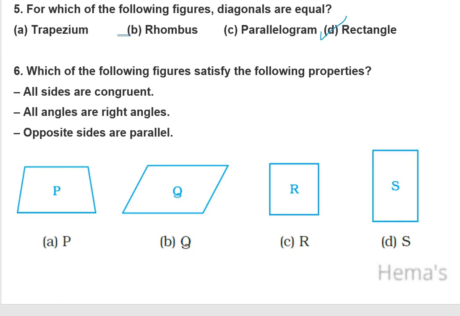Question 6. Which of the following figures satisfies the following properties? All sides are congruent. In case of R, all sides are congruent. All angles are right angles. So in a square, all angles are equal to 90 degrees, that is, they are right angles. So in case of a square, opposite sides are parallel. So option C is the correct option.